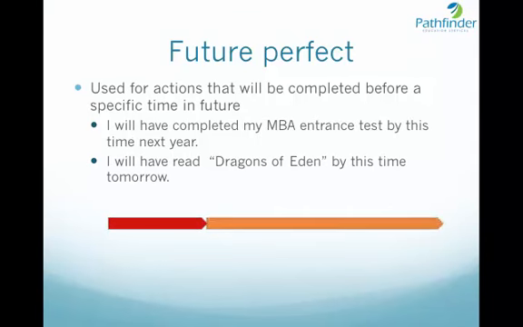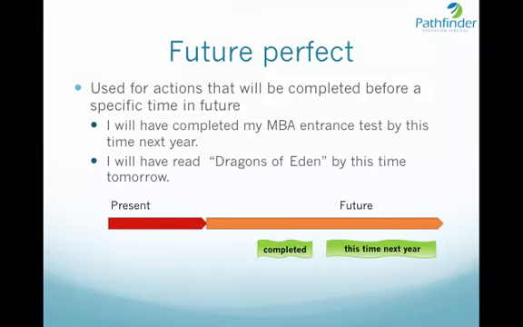Again, let us draw a timeline. We have present, we have future. In the first sentence, this time next year is a specified time in future. And I will have completed my MBA entrance test by this time next year. For the second sentence, this time tomorrow is a specified time in future and I will have read the book before this time tomorrow. Therefore, both these sentences take the future perfect tense.